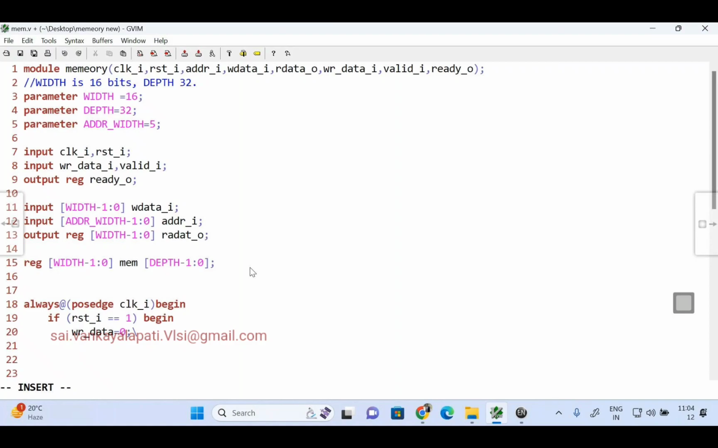Okay, then what I can do? I can make valid equal to 0. Ready also 0. You can make ready also 0, and the ready output is also 0. These are also input, right?